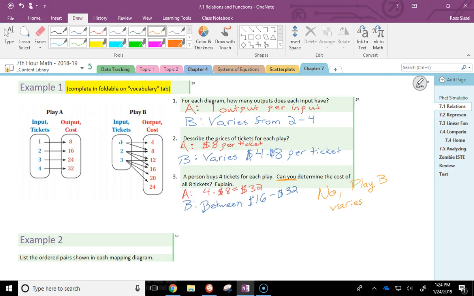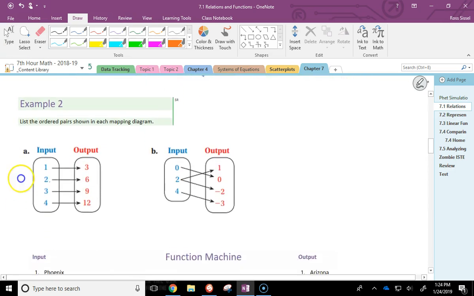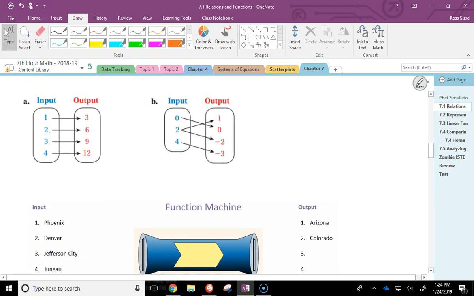It varies. So no, I cannot give you a definite price for 8 tickets. Okay, this is all going to come back together here real soon. Let's go to A and B real quick. This is like what you will do on your homework today.